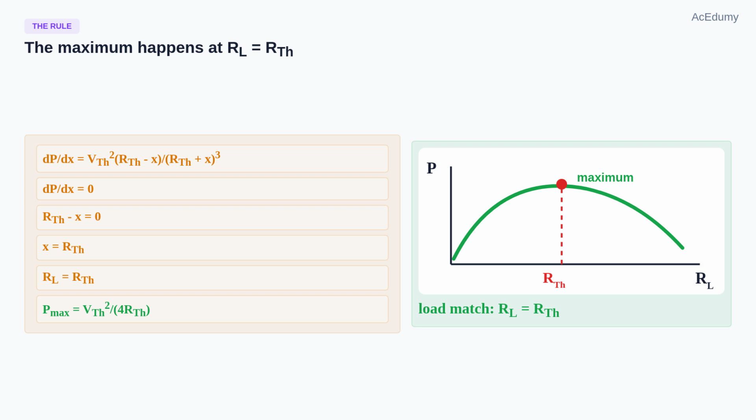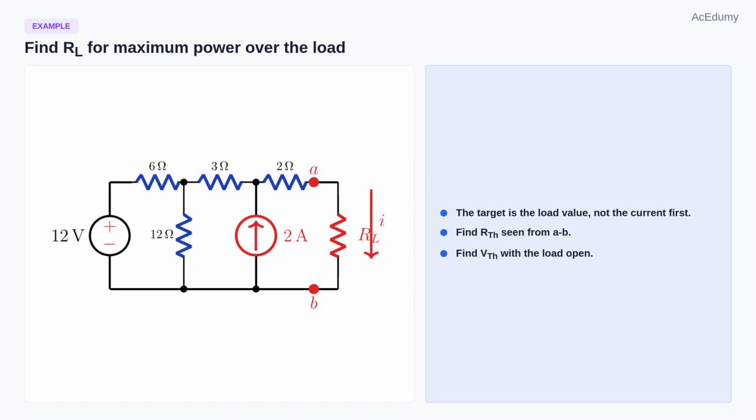This is the rule to remember. Match the load to the resistance seen from the port. Now use the rule on the example. The question is not asking for the current first, and it is not asking for an arbitrary load. It asks, what RL gives maximum power between A and B? So we need two things from the network with the load removed. First, Rthevenin seen from AB, and second, Vthevenin, the open circuit voltage at AB. After those two numbers are known, the answer is direct. RL equals Rthevenin, and Pmax equals Vthevenin squared over 4 Rthevenin.